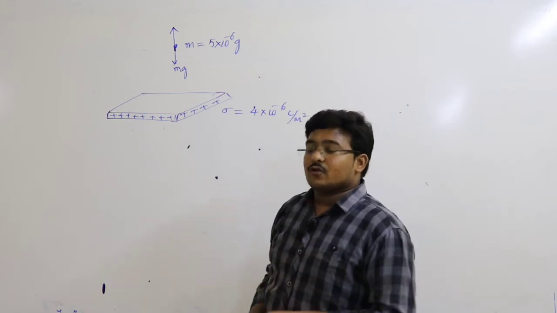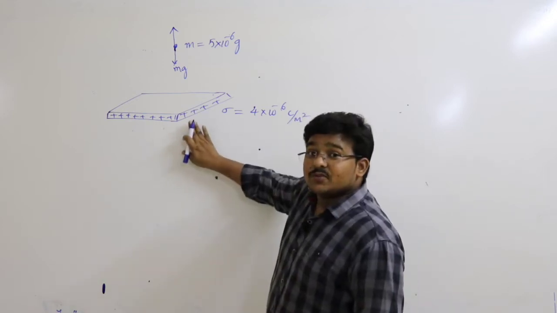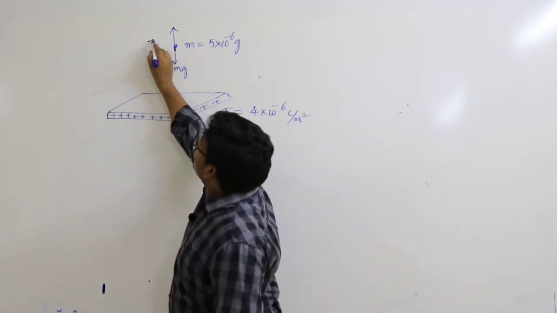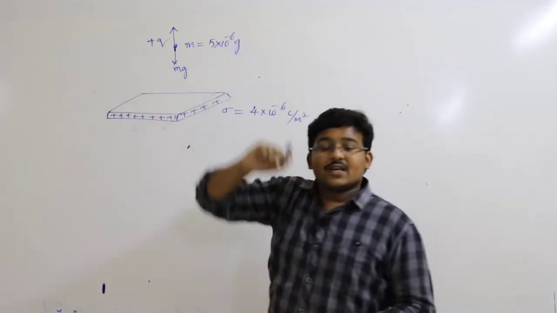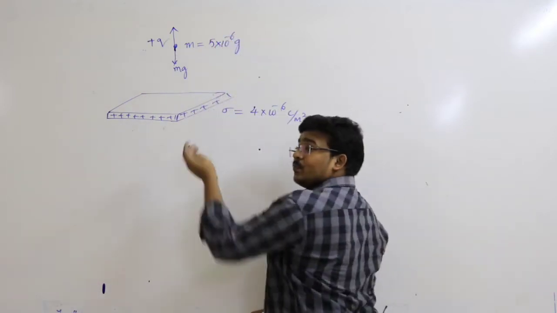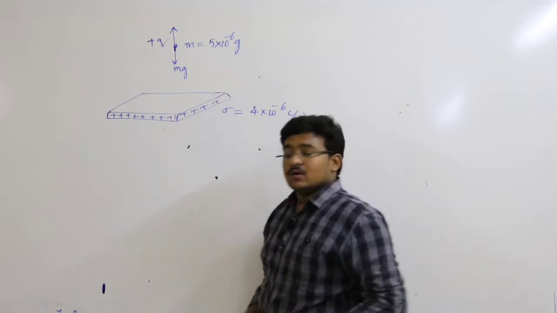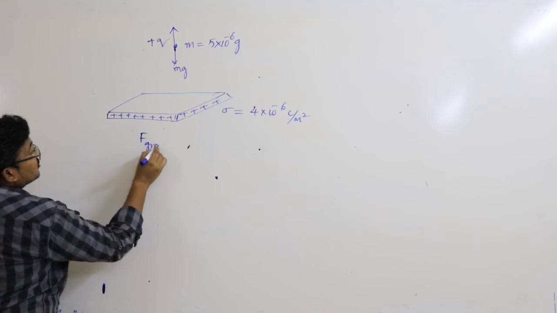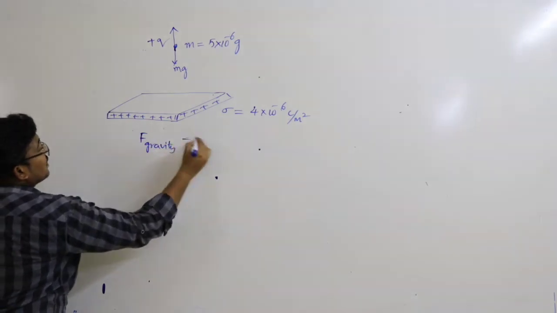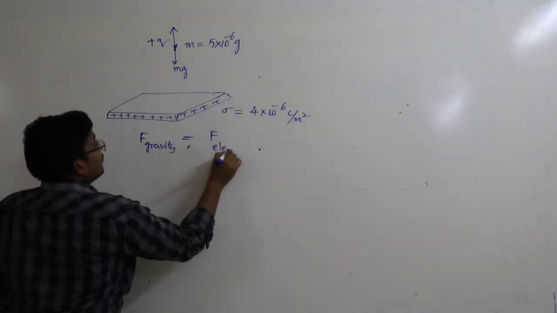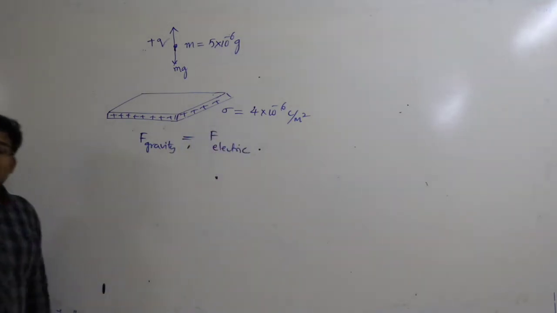So who will give that force? This is a charged sheet already, means a charged body. If I give some charge plus q to the particle, automatically this positive charge will repel it. Hence we can say the gravity force which is acting down must be equal to the electric force.